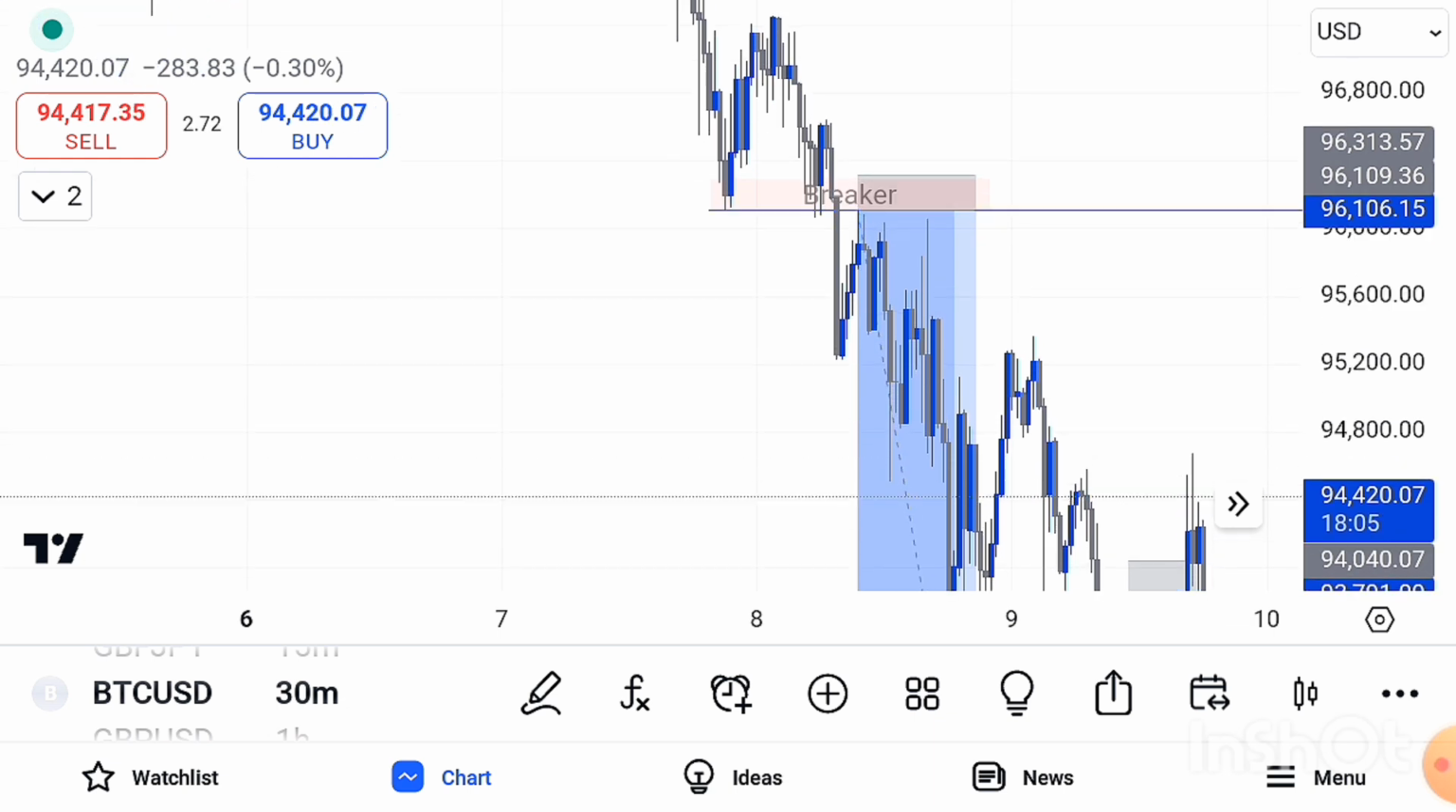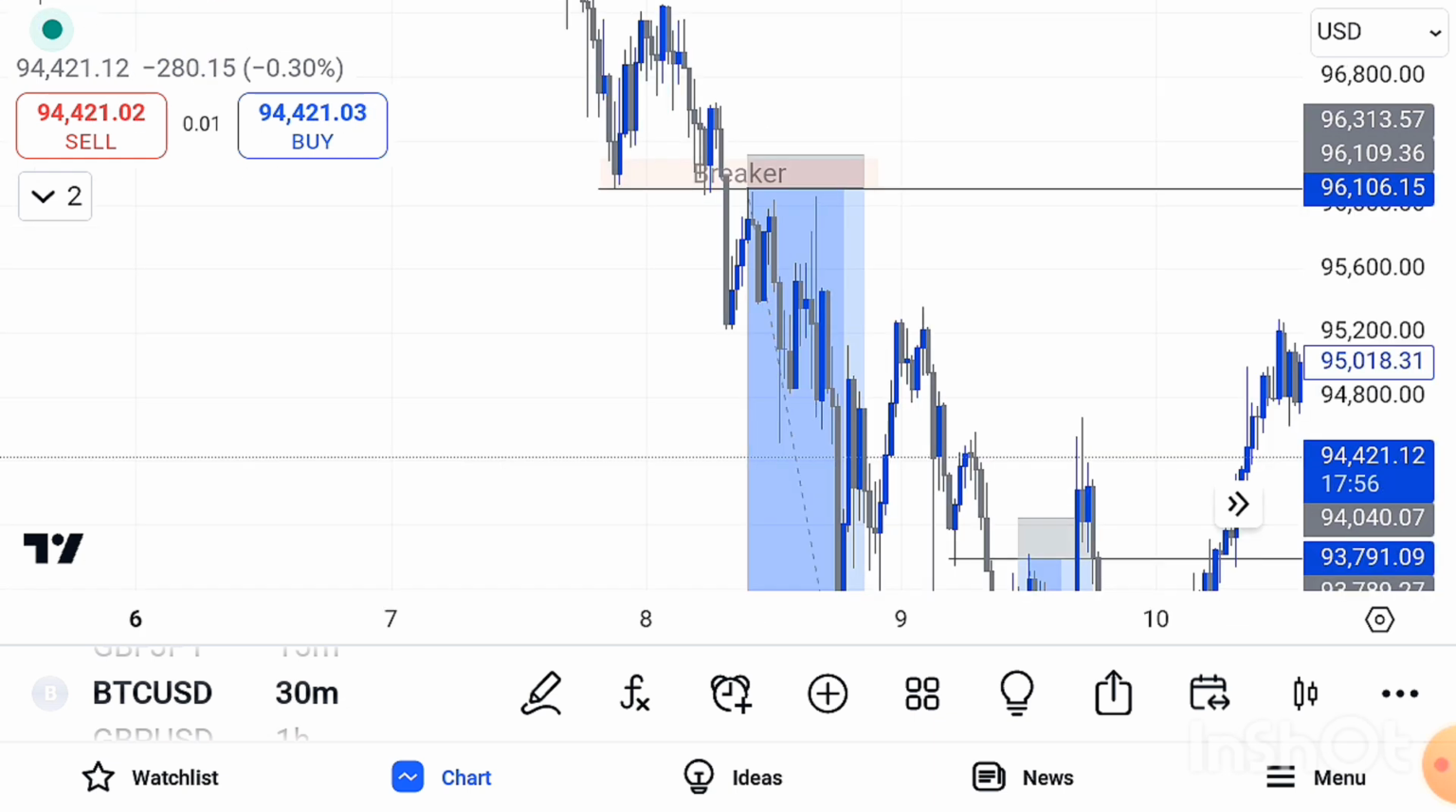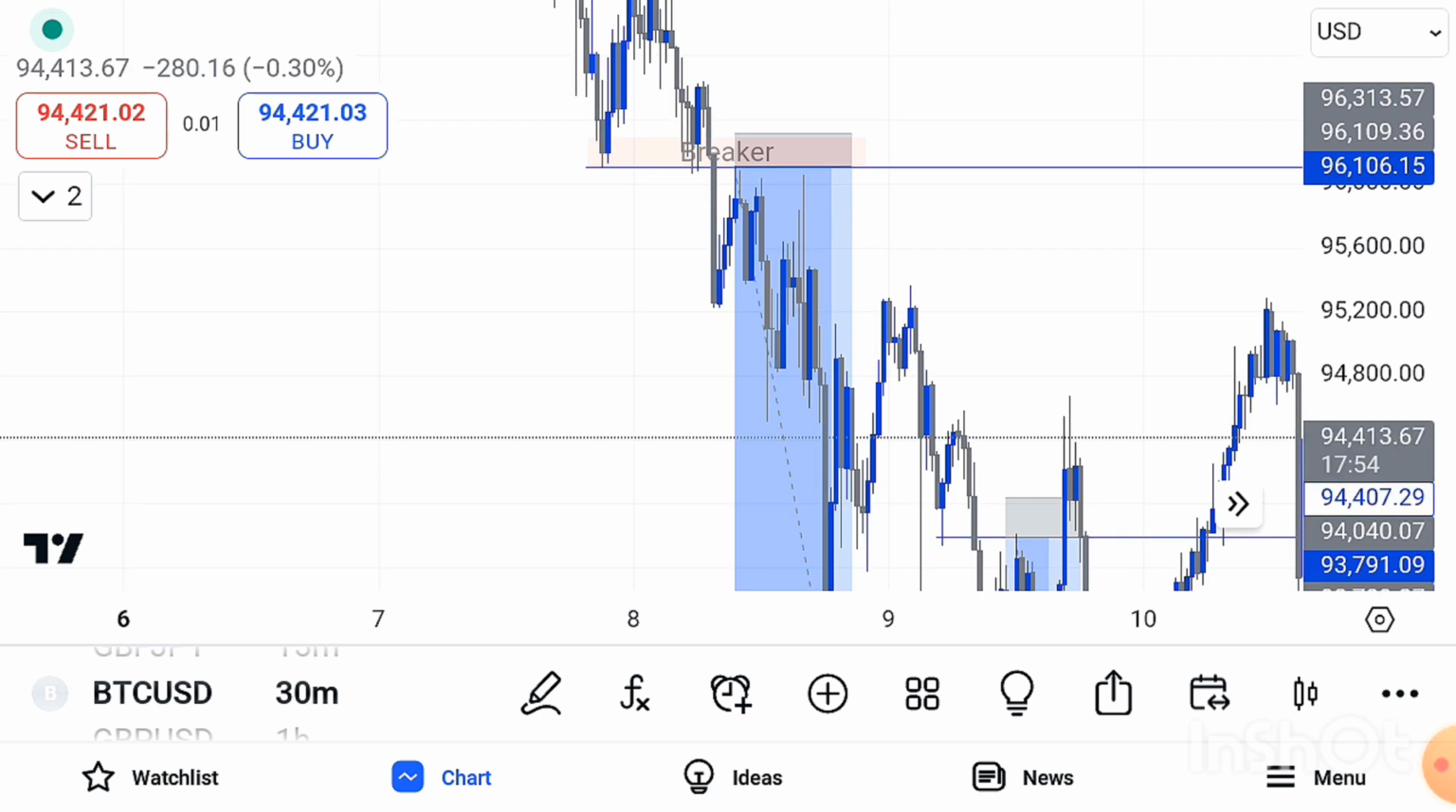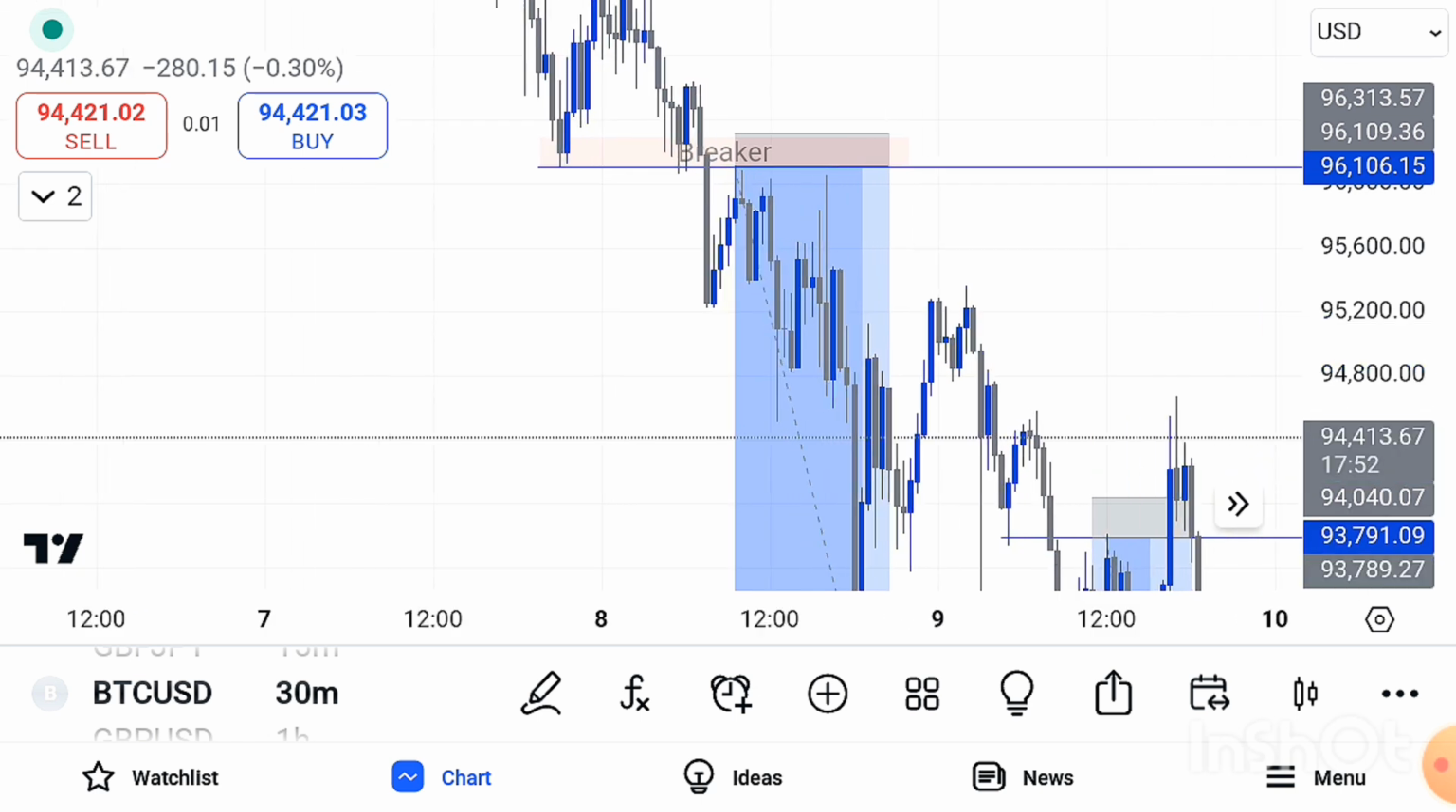But we're here talking about this trade. So I've said two things now. This trade was a breaker block setup. I hope I'm not talking too fast, guys. That's just how I talk, so bear with me, please.